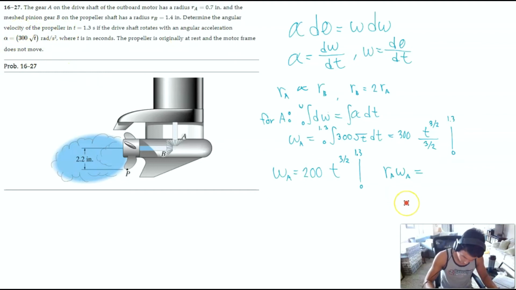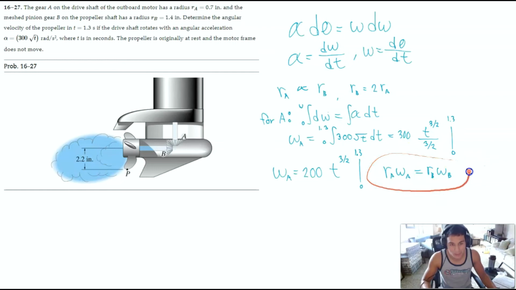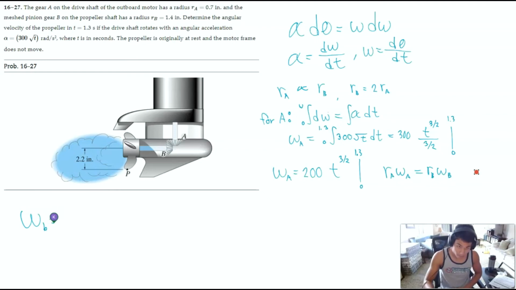Okay, so it's going to be the same thing as RB, WB. So I said something a little bit wrong earlier. They're not going to be spinning at the same speed, but we can relate them using this one speed, right? So then we can see that WB is equal to what? RA, WA divided by RB. And then that is going to be, well, RA is 0.7, RB is 1.4, so it's going to be 0.7 divided by 1.4, which is 1/2.